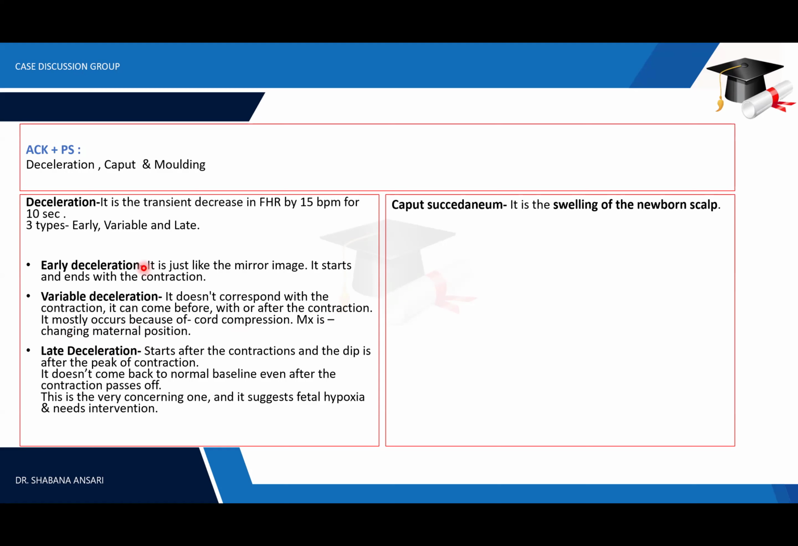Early deceleration, we know it is because of the head compression. Late, this starts after contraction. Dip is after the peak of contraction. It doesn't come back to normal baseline even after the contraction passes off. This is the very concerning one, and it suggests fetal hypoxia and it needs intervention. Okay, then what was the other question?